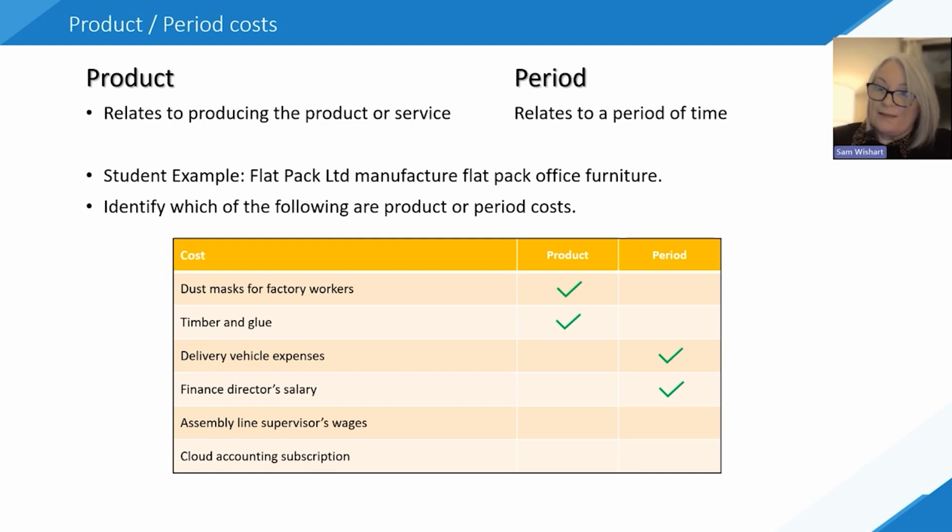The assembly line supervisor. The assembly line is where the flat pack furniture is assembled, so the supervisor will work in that area. So his cost, we'll want to include within our product cost. And then finally, our cloud accounting subscription, product or period? Absolutely, we'll use our cloud accounting to produce our accounts, nothing to do with producing the product. Perfect. Okay, thank you for that.